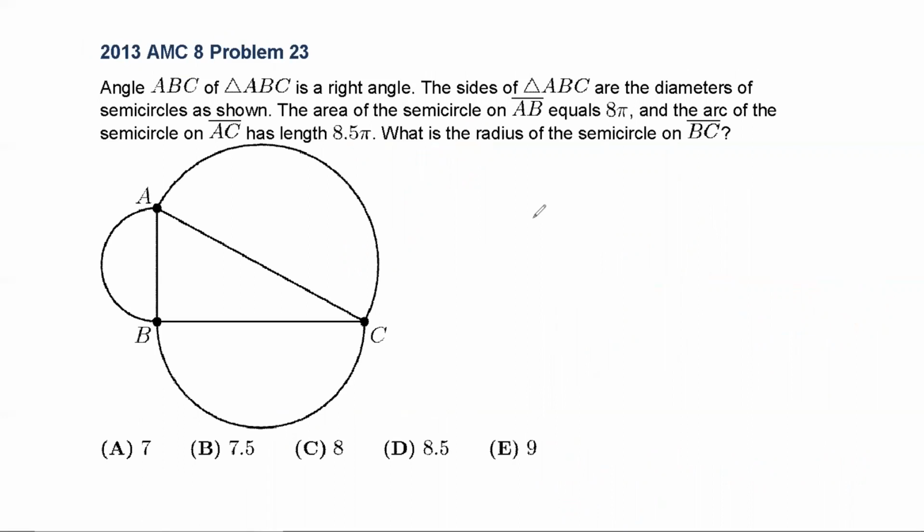Angle ABC of triangle ABC is a right angle. The sides of triangle ABC are the diameters of semicircles as shown. The area of the semicircle on AB equals 8 pi, and the arc of the semicircle on AC has length 8.5 pi. What is the radius of the semicircle on BC?